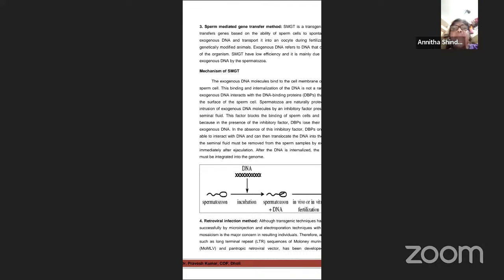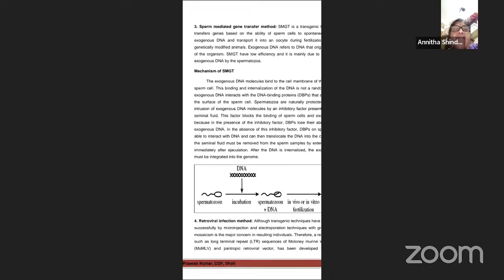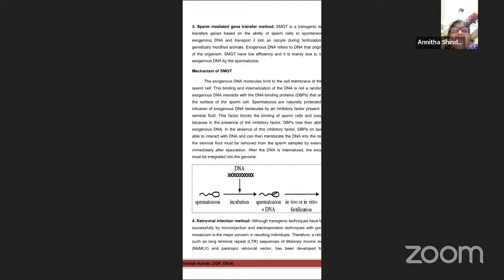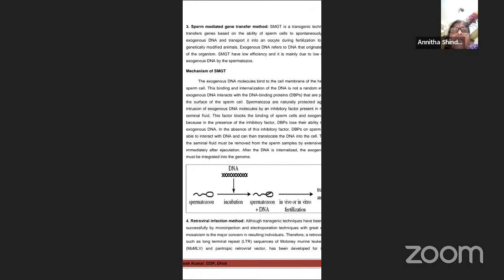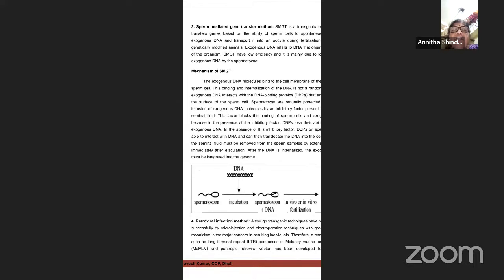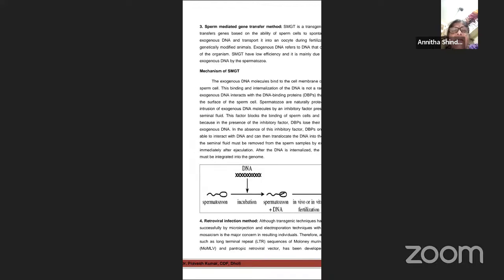Though it looks simple, it is a little bit complicated. We have to see that the exogenous DNA, which is the DNA present outside the organism, binds to the cell membrane of the head of the sperm cell. Then it interacts with the DNA binding proteins present on the surface of the sperm cell. The spermatozoa are naturally protected against the intrusion of exogenous DNA, and this is brought about by an inhibitory factor which is present in seminal fluid.